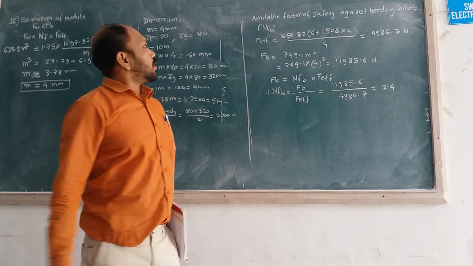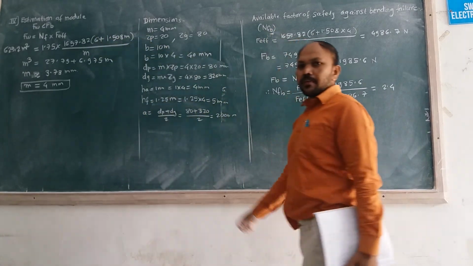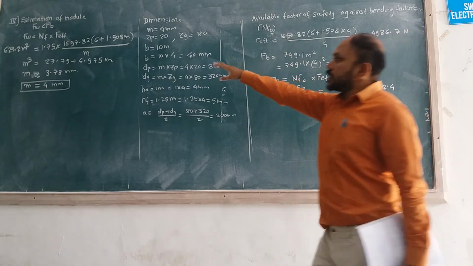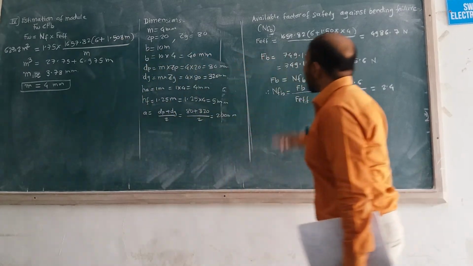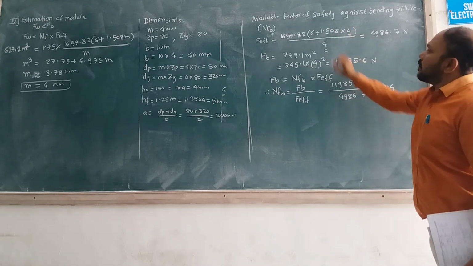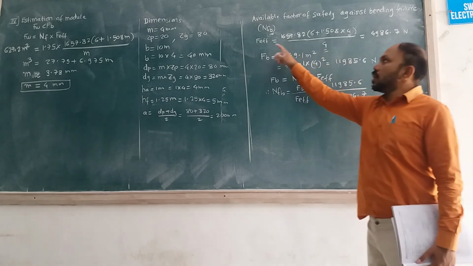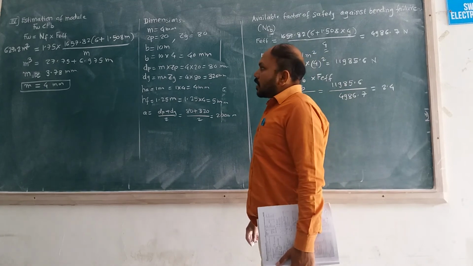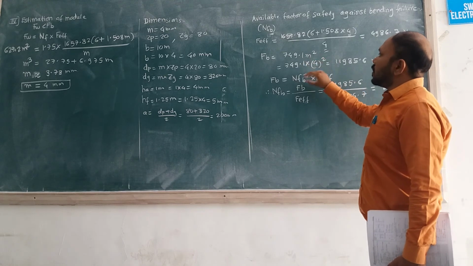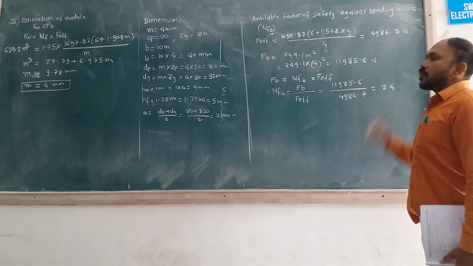First we calculate the available factor of safety against bending failure, and for that purpose we use the suffix b. So the factor of safety is NFB. First we calculate F effective, which we already calculated in terms of module. We substitute the module value and calculate the actual value. In place of module we substitute 4 mm. So we get 4986.7 Newton, which is the value of F effective. Then FB, which we already calculated in terms of module square, 749.1 module square. In place of module we substitute 4. So we get FB is equal to 11,985.6 Newton.